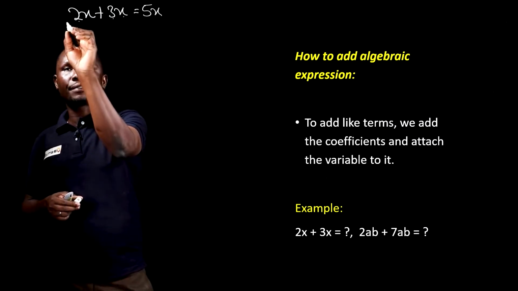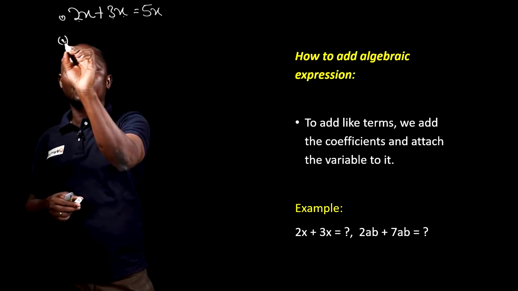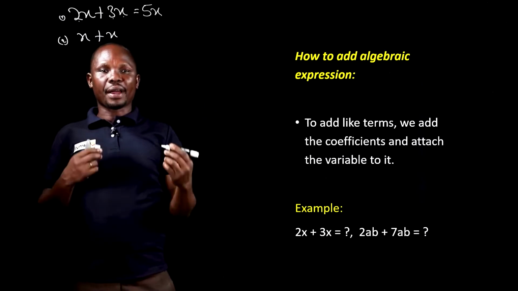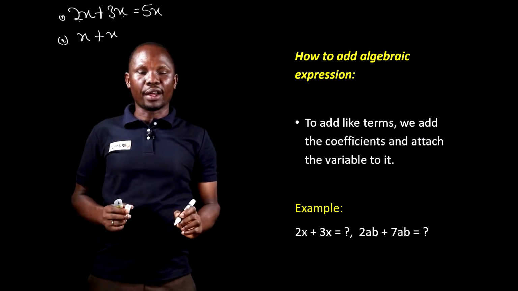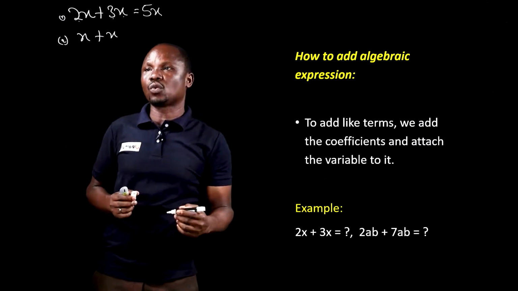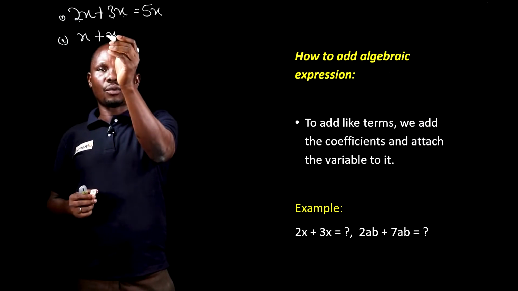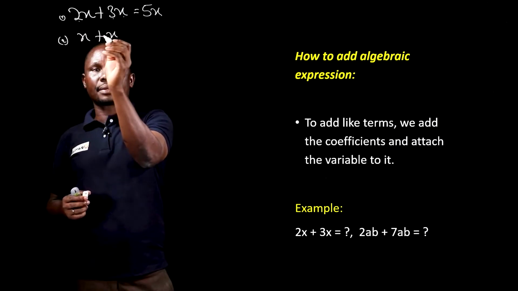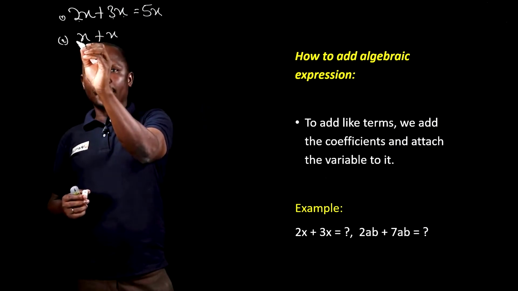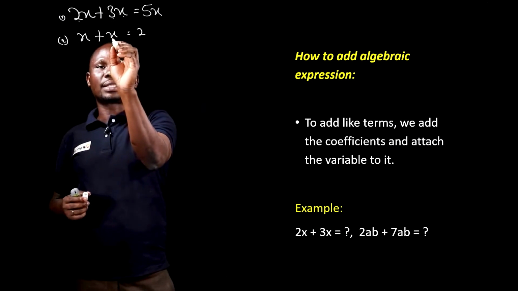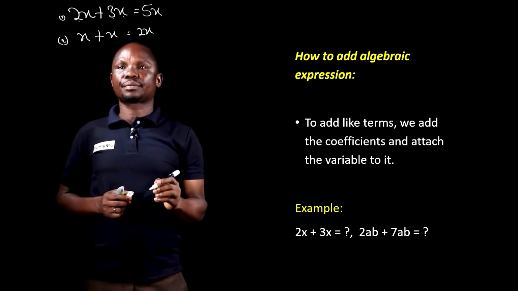If we also have 2 x plus x, when a variable is standing without any coefficient, its coefficient is 1. So we have 1 here. Normally we don't write it. So we also have 1 here. So x plus x is 1 plus 1. And that gives us 2. And then we attach the variable, which is x.